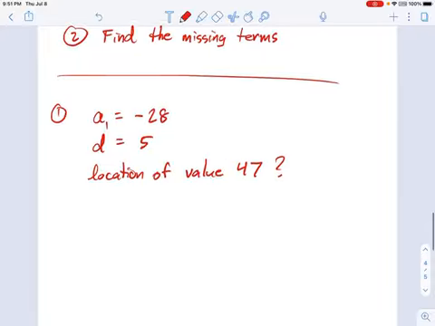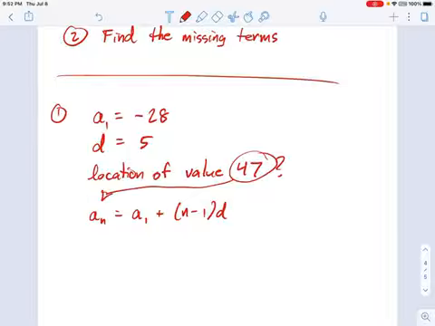So let's use our explicit formula. That's basically what you're going to use for everything. We just start with the one formula we know, an equals a1 plus n minus 1 times d. And I'm going to say an equals 47. I don't know what n is. I'm just saying whatever n is, it's a location in this list of numbers. And let's just take 47 and put it in for an. Okay, so I'm saying 47 equals, what's a1? That's negative 28. I'll just keep filling in the rest of the stuff we know. I don't know n. Okay, but I do know everything else.